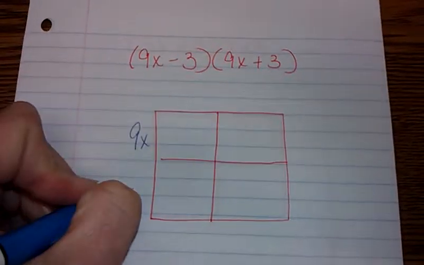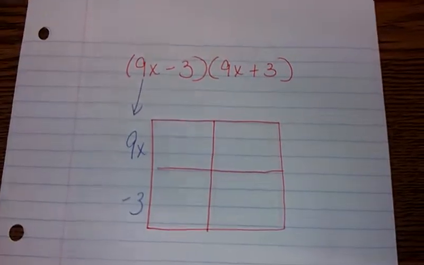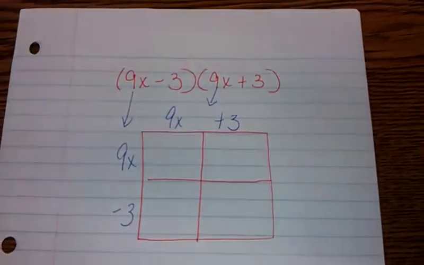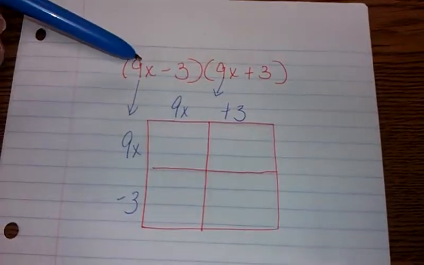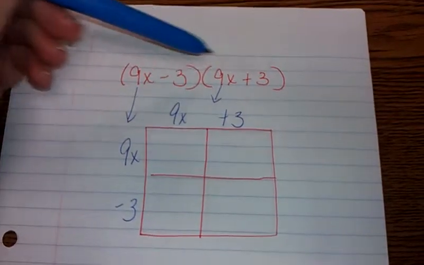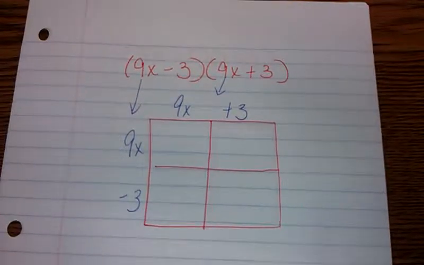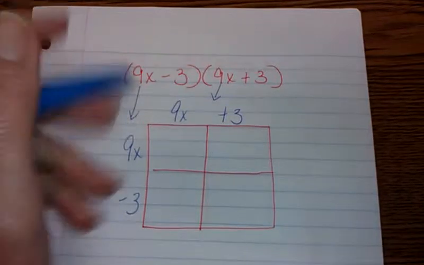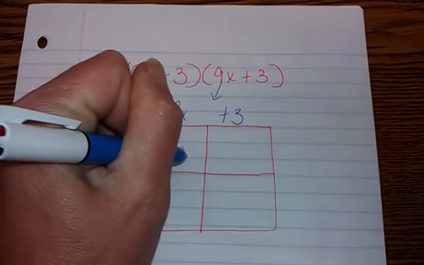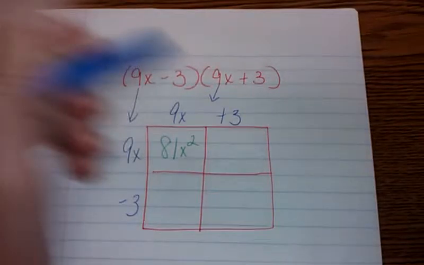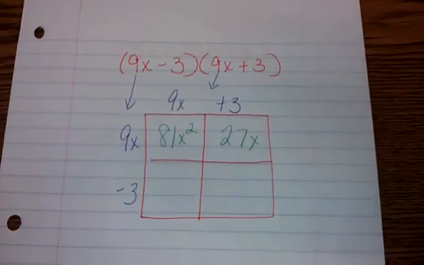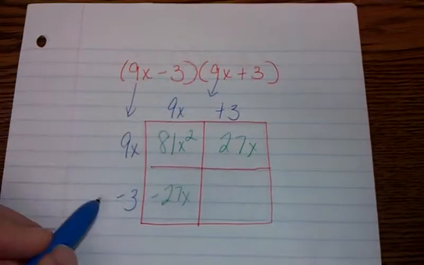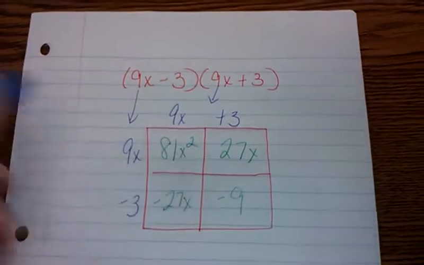You would put 9x minus 3, put the first parentheses down here, the second one across the top, 9x plus 3. Now if you notice, these two parentheses are the same except one's positive and one's negative. You're going to notice that something's going to happen to the answer. So first we're going to go in here and I have 9 times 9 is 81, x squared, 9 times 3, 27x, negative 3 times 9, negative 27x, negative 3 times 3 is negative 9.